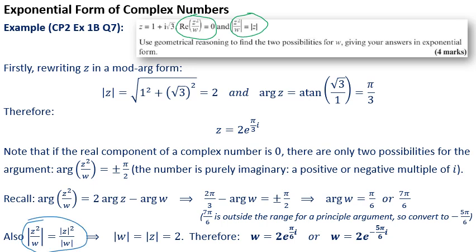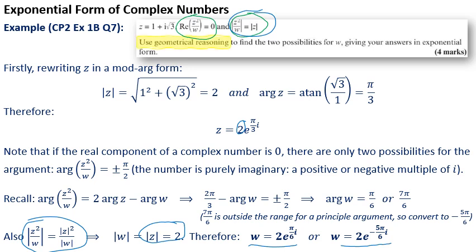And if mod z squared over w is equal to mod z, as it tells us there, then we can rearrange slightly and we find that mod w has to be the same as mod z. And since we already know that mod z is 2, because we calculated it earlier, we now know the size of w as well as the argument of w. And therefore, we can get our two results.